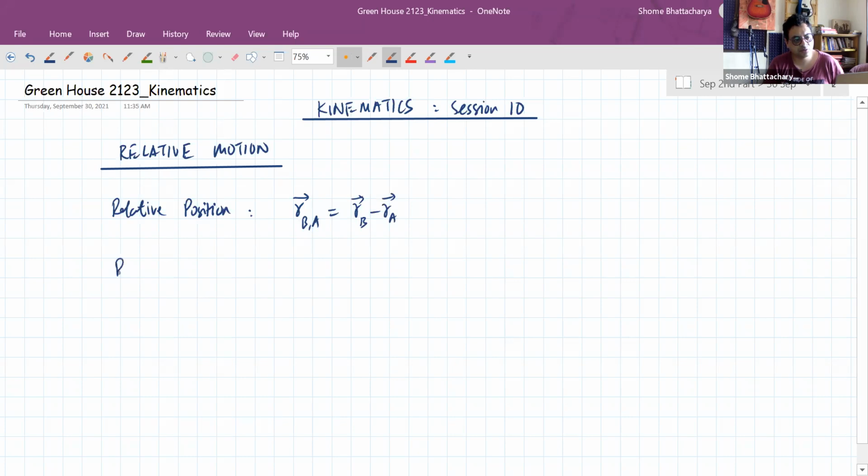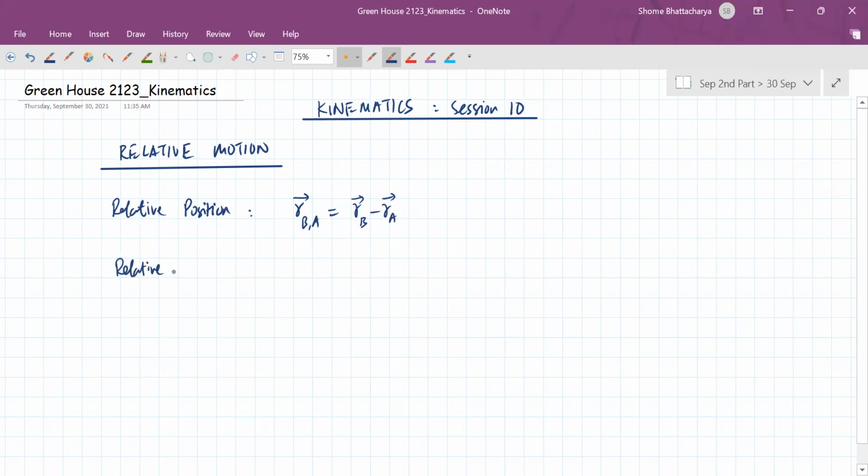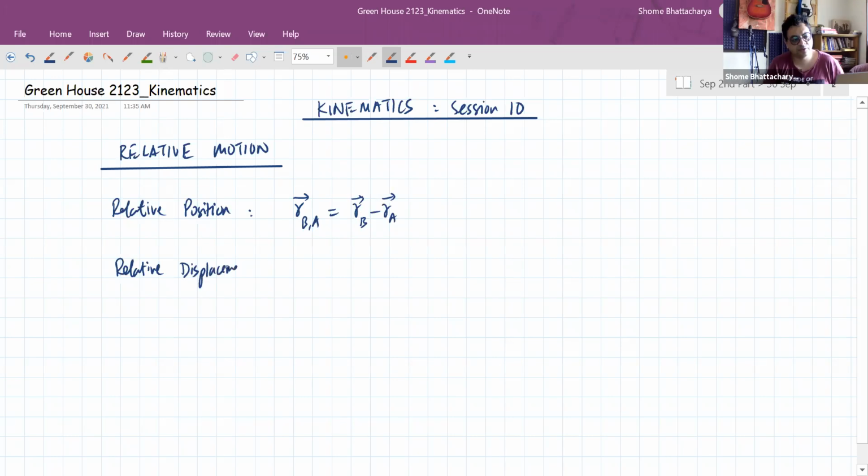And then the next one we saw was relative displacement. So suppose with respect to the ground frame, in a certain interval of time, A and B make certain displacements. Then relative to each other, in A's frame, for example, B's displacement becomes displacement of B minus displacement of A. So these are the two parameters that we've seen so far. Okay. So now today, let's start with the next parameter, which is relative velocity.